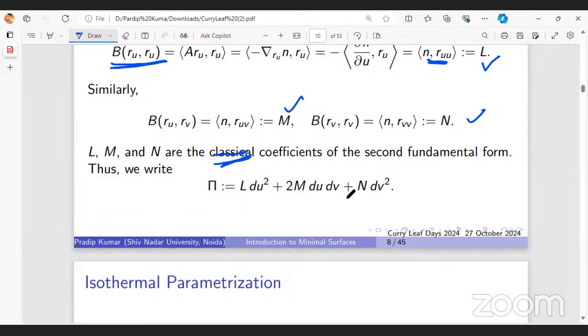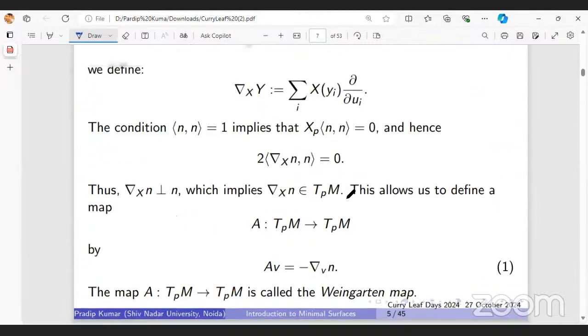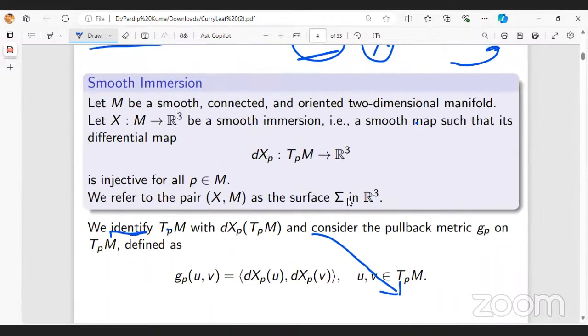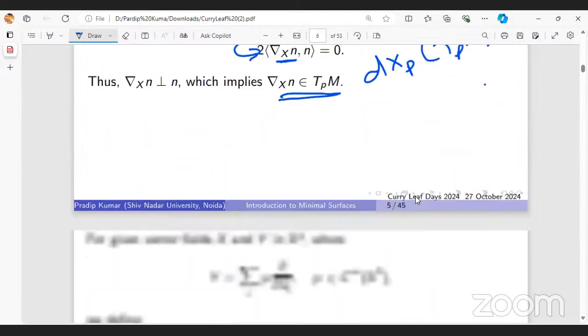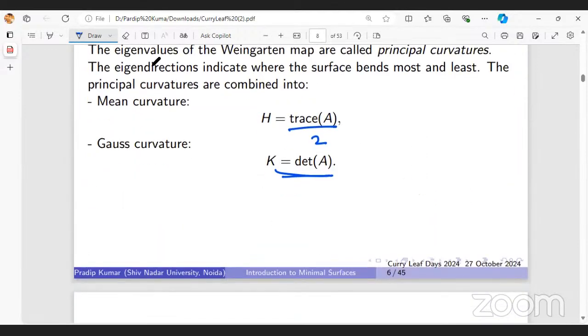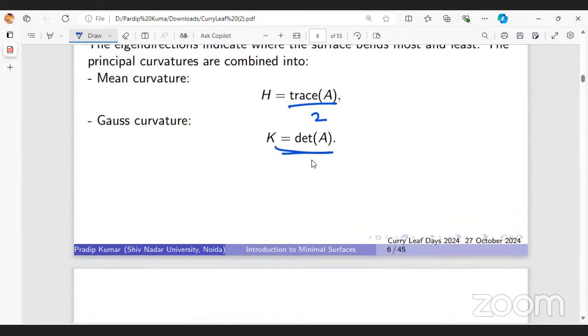So what I have done till now, I have quickly recalled it. It was very quick. I really apologize to those who are seeing this for the first time, but the point is the rest of the slide is not dependent too much on all these. Why did I define this? Because I wanted to define a minimal surface.